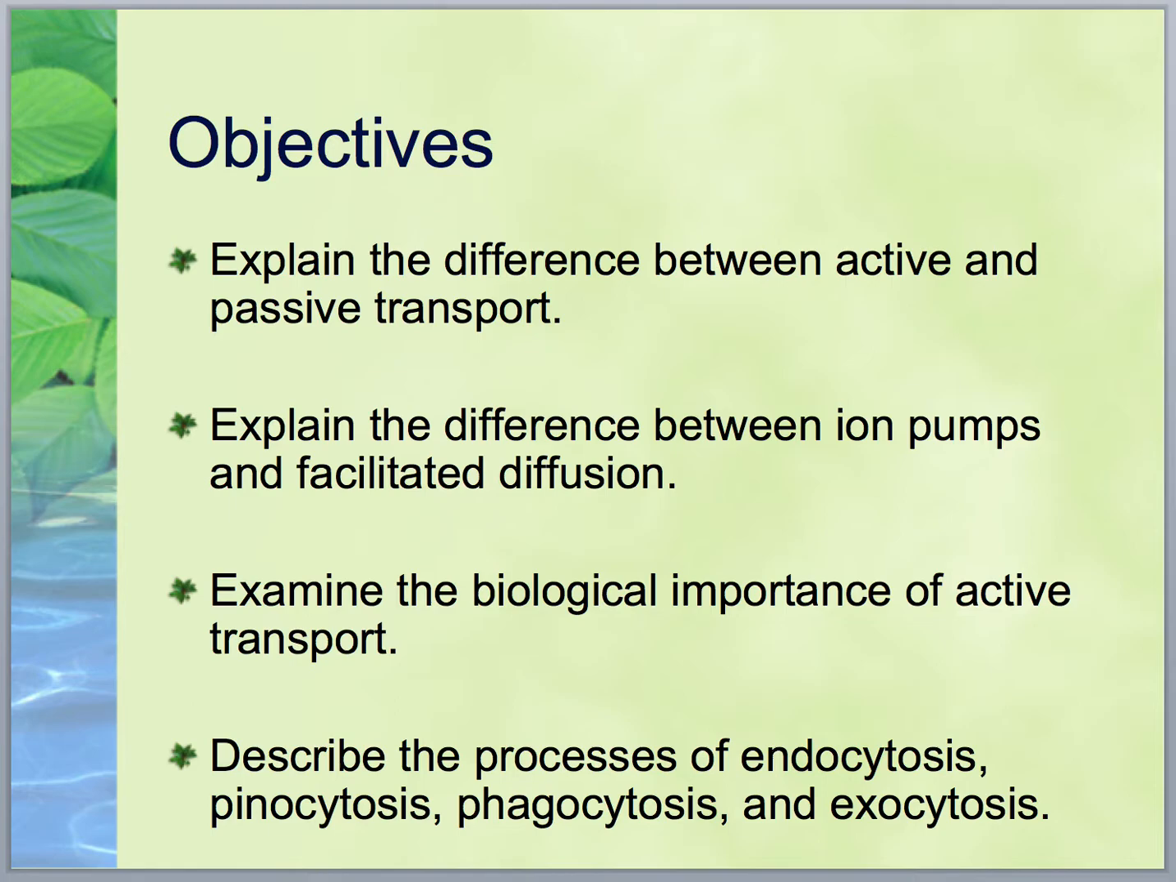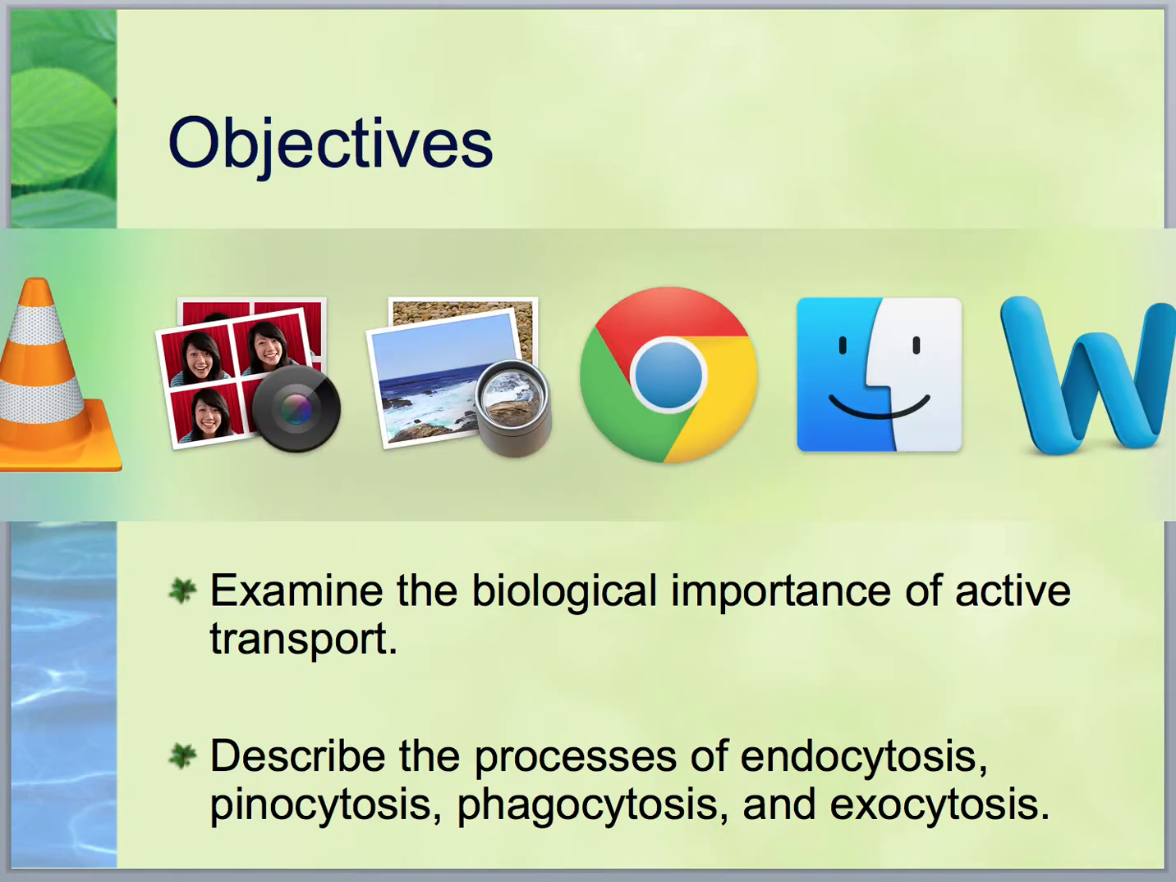So by the end of the lesson today, we should be able to explain the difference between active and passive transport, explain the difference between ion pumps and facilitated diffusion. We're going to examine why active transport is biologically important. And then there are going to be four new terms that we're going to need to be able to describe. They are processes, or processes, depending on where you're from. One's called endocytosis, pinocytosis, phagocytosis, and exocytosis.